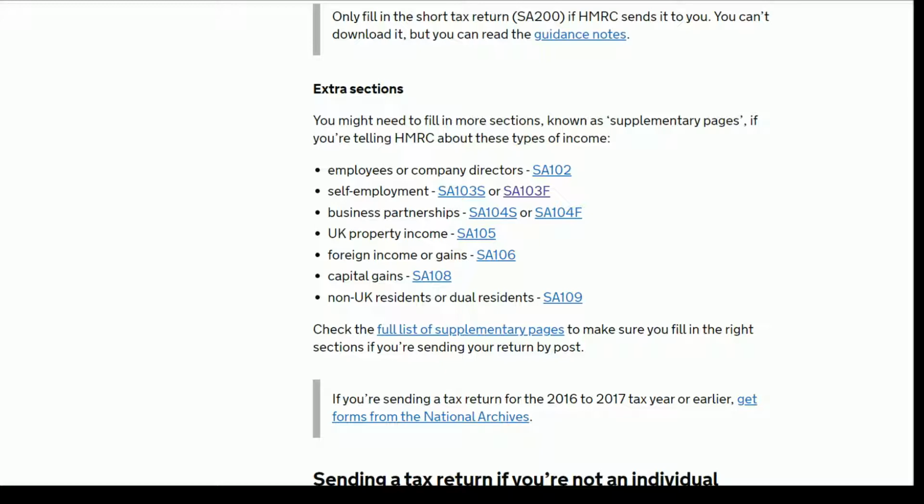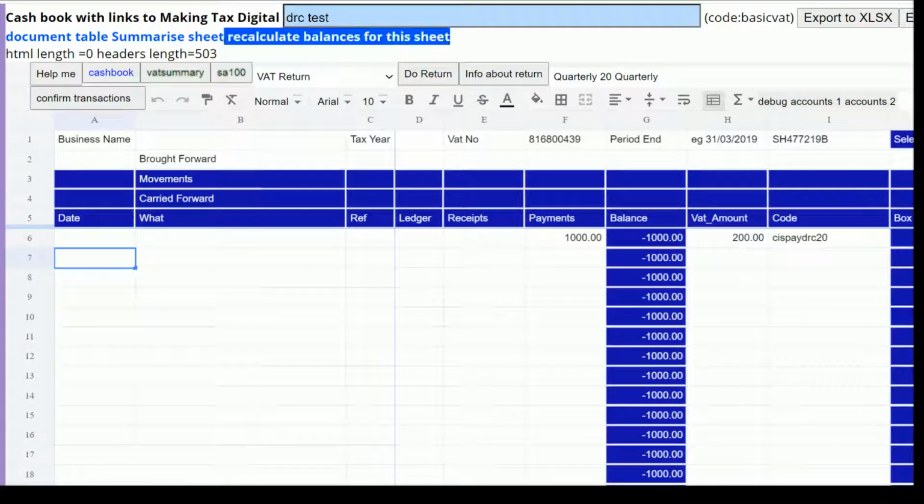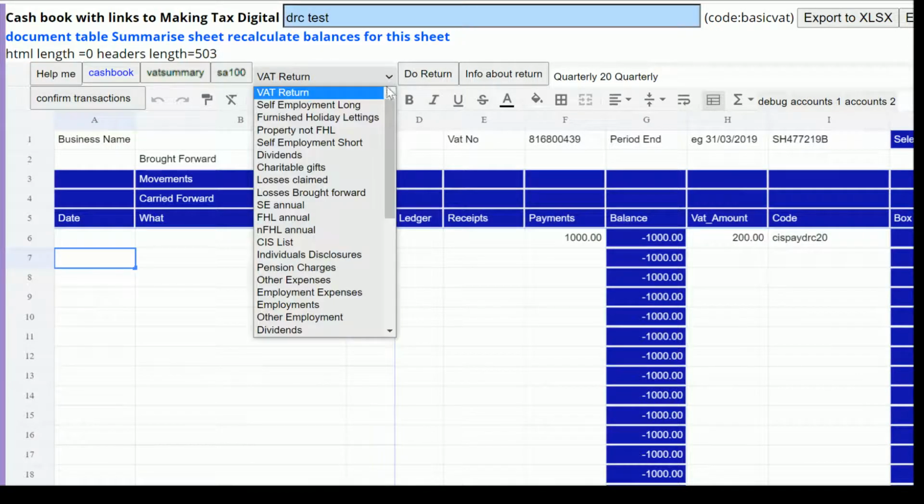Now, in the same way as there are lots of different forms to submit for different types of income, for Making Tax Digital ITSA there are lots of different submissions. So if we look at the cash book and we look where it says VAT return, there's a list of the different types of submissions. There are quite a lot of them, but actually people as a rule will not have to submit that many. It's only when somebody has a lot of different pieces of income that they'll have to submit them. However, I intend to go through them all now to give some idea of what's involved.